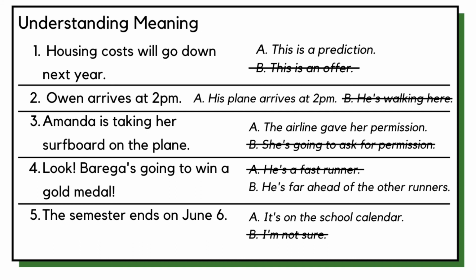For number 4, it says, look, Barega's going to win a gold medal. We know that the race is in progress and he's far ahead of the other runners. Number 5 says, the semester ends on June 6th. We know it's on the school calendar.